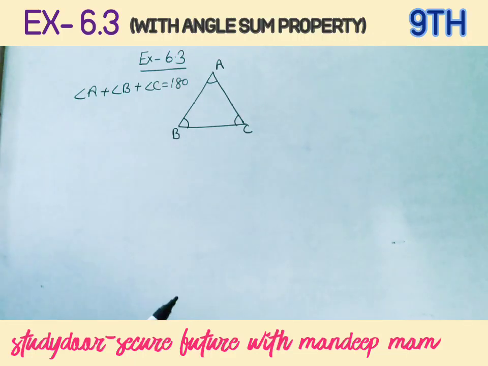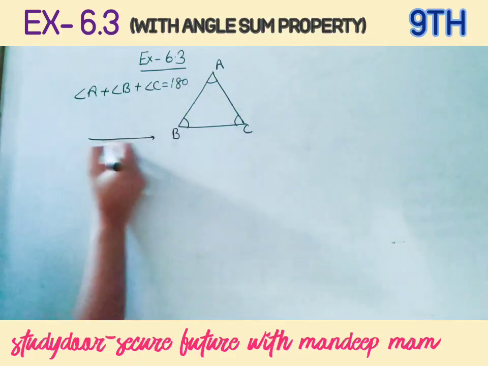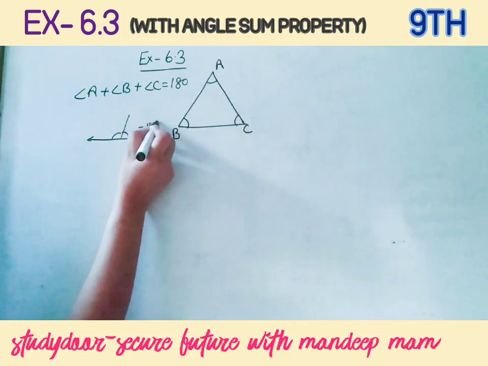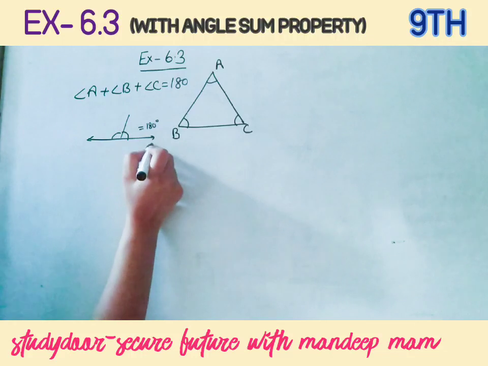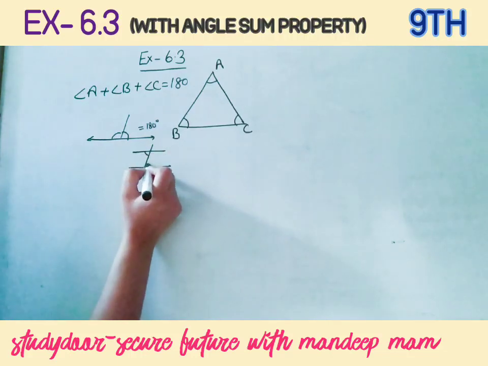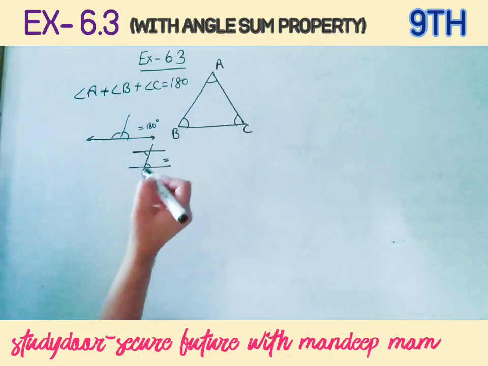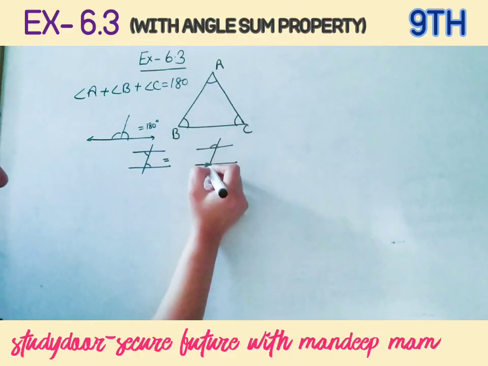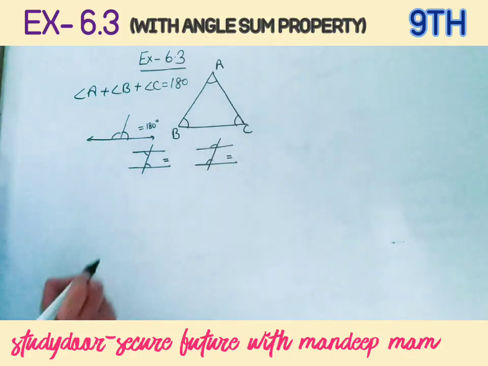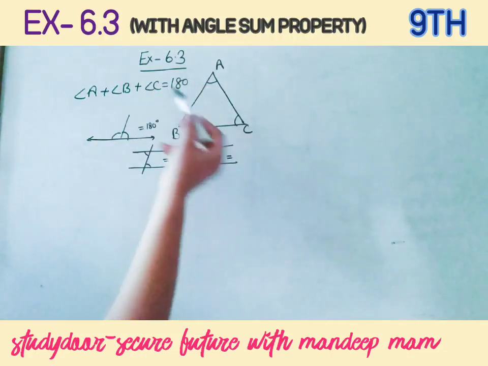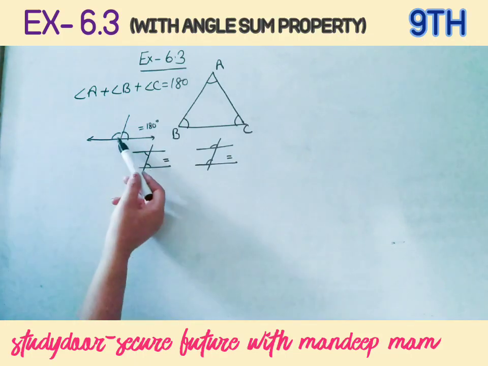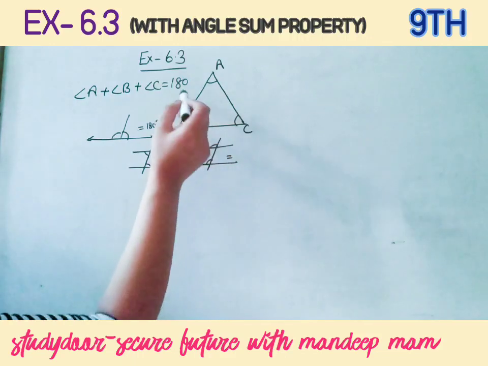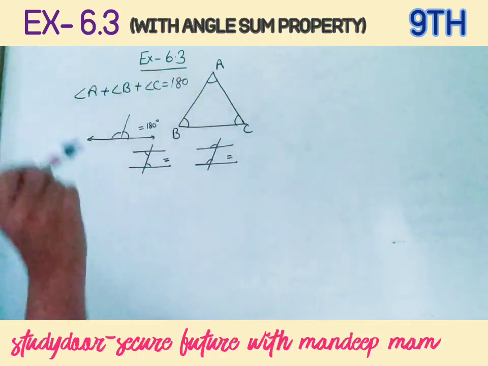Now we have already done the linear pair of angles; the sum of a linear pair of angles is also equal to 180 degrees. We know that the angles between parallel lines, which are alternate angles, are always equal, and the corresponding angles are also equal. We have already done these three properties: linear pair of angles, alternate angles and corresponding angles. Now we are going to do the angle sum property.